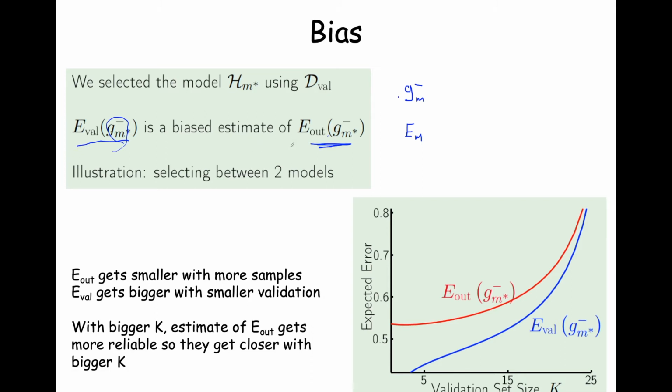And so in this illustration, we have two different models. Say you'd have a degree 2 polynomial hypothesis set and a degree 5 polynomial hypothesis set.